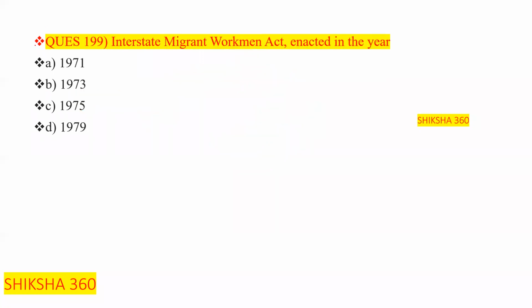There is another act, the Interstate Migrant Workman Act, which also comes up. It was enacted in which year: 1971, 1973, 1975, or 1979? Option D is the correct answer, 1979. This one is the correct answer, 1979.